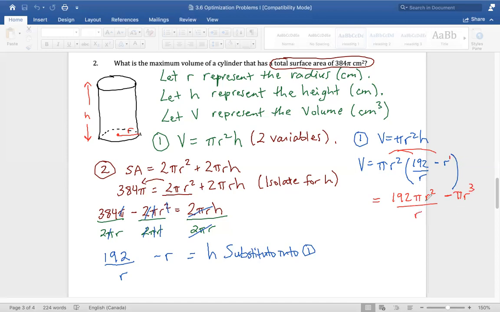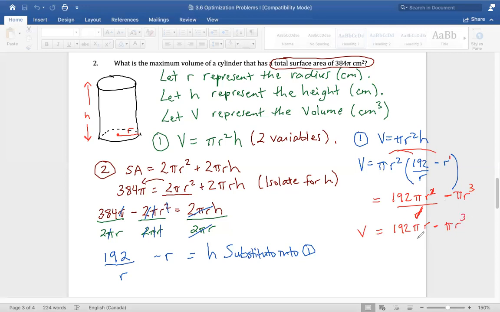But then I can clean this up a little bit because I can see the r squared at the top divided by 1r at the bottom would get rid of the r at the bottom. So then my volume formula could be 192 pi r just minus pi r cubed. I can't do anything on that other side there.